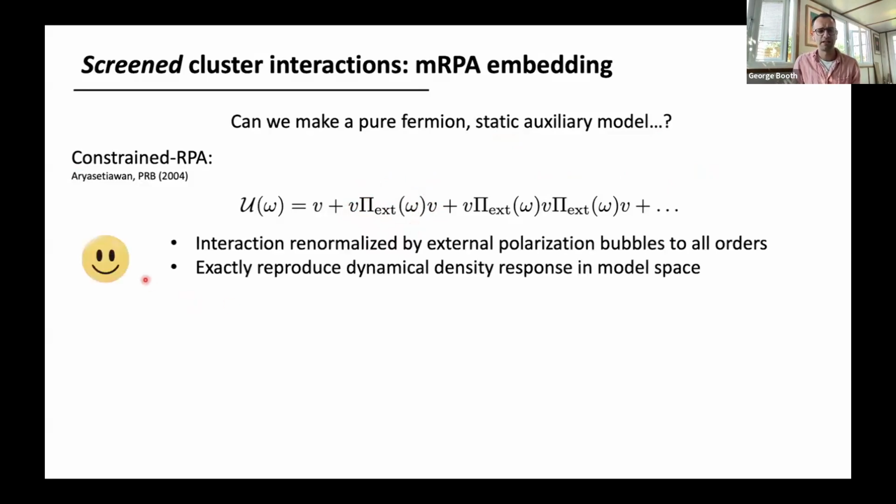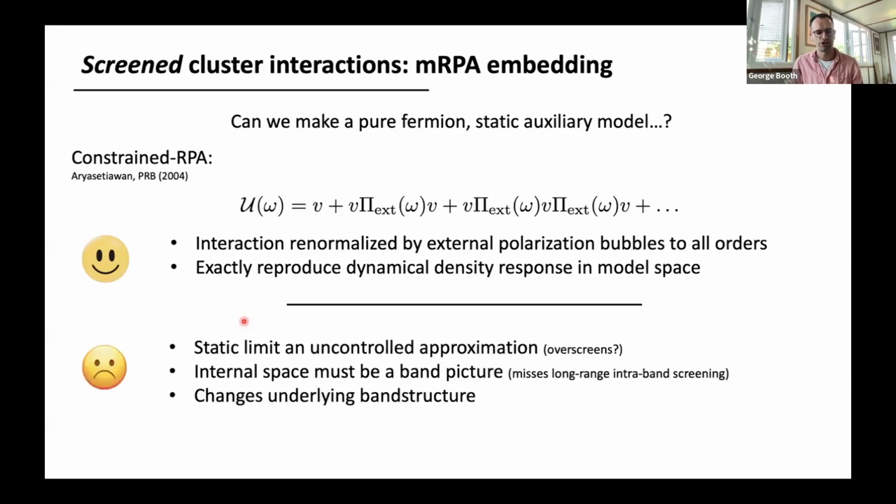This has a lot of really nice properties associated with it. This gives you a renormalized interaction that's renormalized by these polarization bubbles to all order. And it means that if you could use this effective interaction in your model space, it would exactly reproduce the dynamical density response of the full system projected into that subspace. But it does have quite a few deficiencies as well in terms of a practical method that can be used in general.